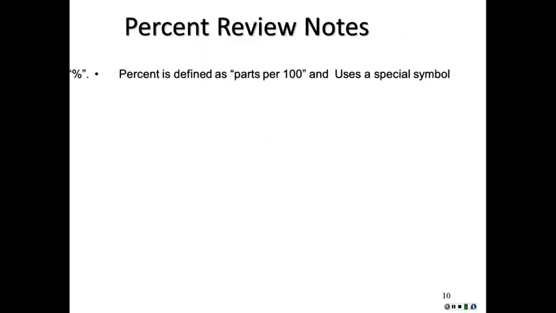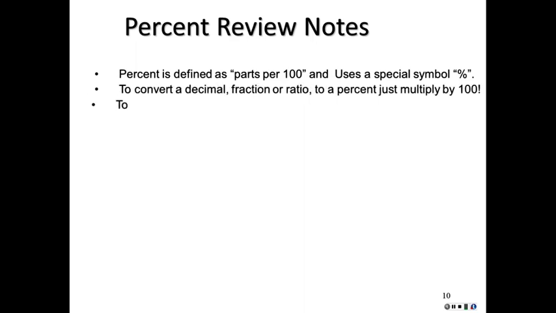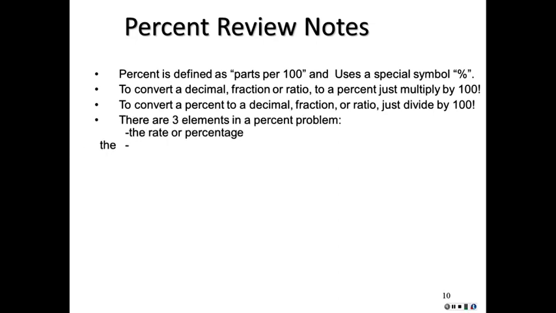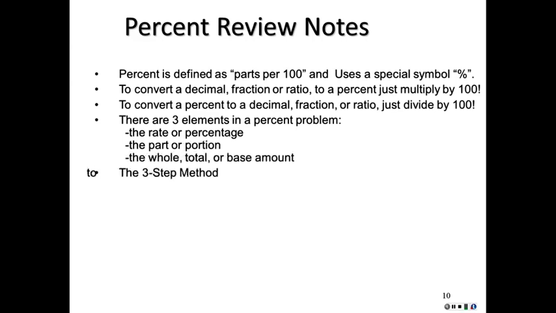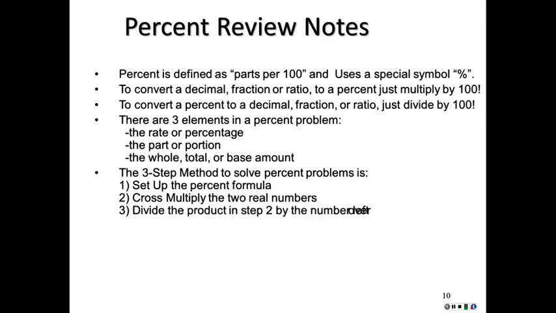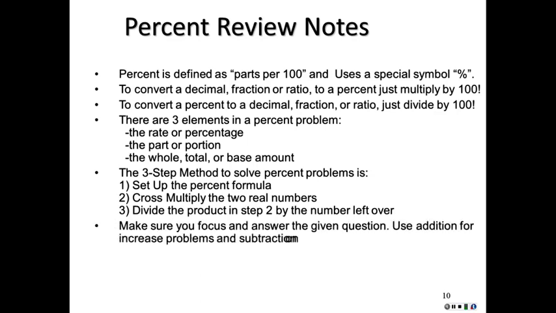So the things I want you to remember is that a percent means per 100, and that's what the percent symbol means. You can convert your decimals, fractions, ratios to a percent by multiplying by 100, and you can convert your percent to a decimal, fraction, or ratio by dividing by 100. That is the first lesson you guys learned in percents. In our second lesson on percents, you guys learned how to find the percentage, the part, and the whole so that you could set up your percent formula.